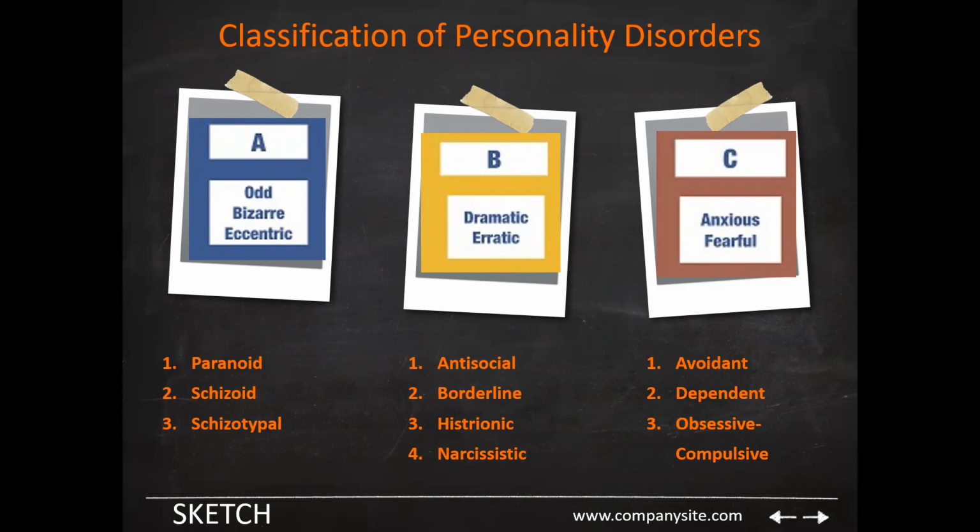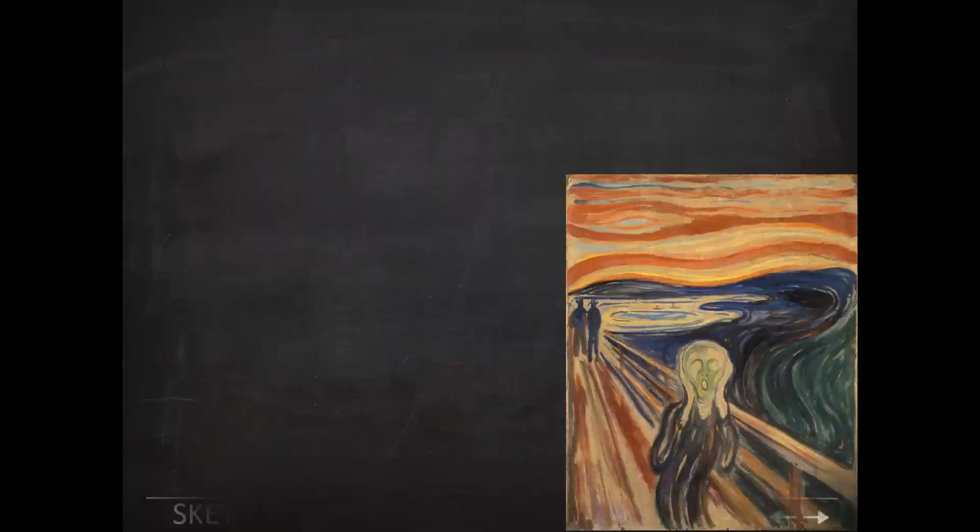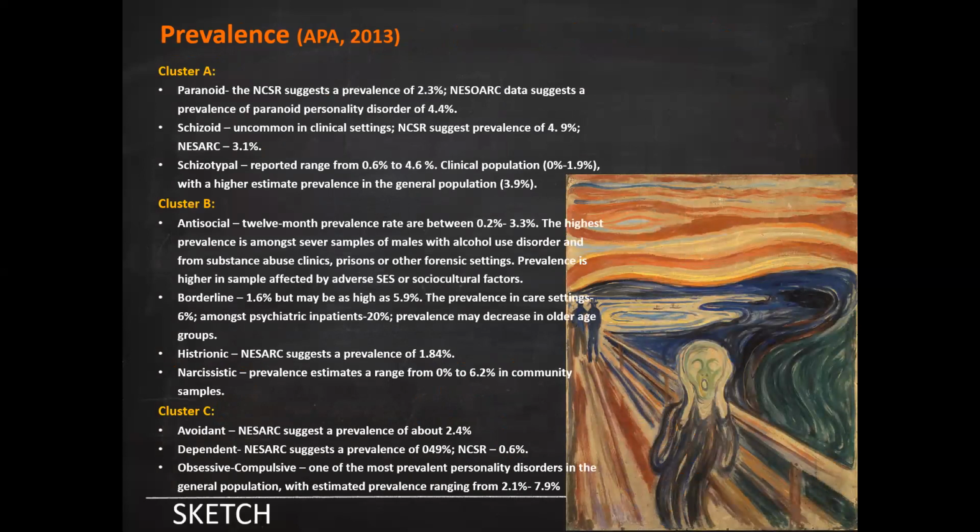Cluster B includes antisocial, borderline, histrionic, and narcissistic personality disorders. The behavior is described as dramatic and erratic. Cluster C presents avoidant, dependent, and obsessive-compulsive personality disorders, and behaviors are described as anxious and fearful. Here's a slide with the prevalence for each cluster and each personality disorder from cluster A.